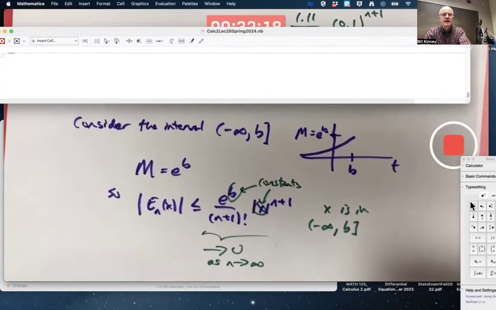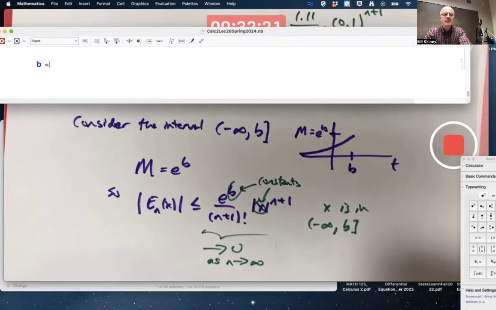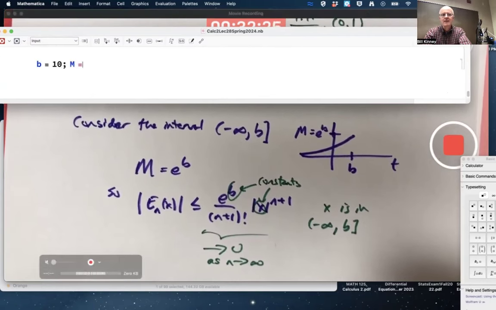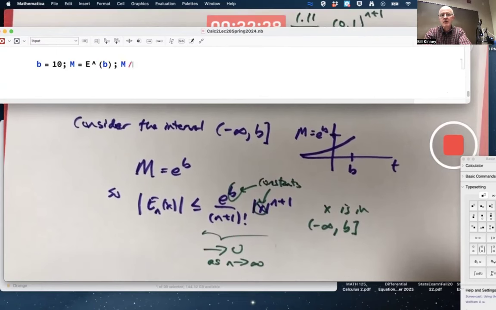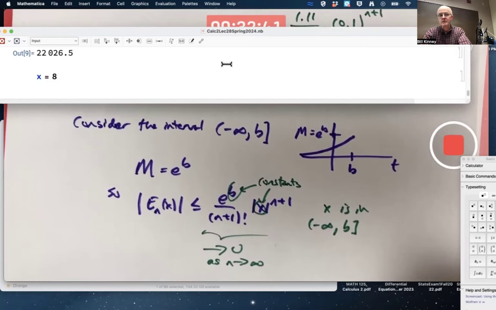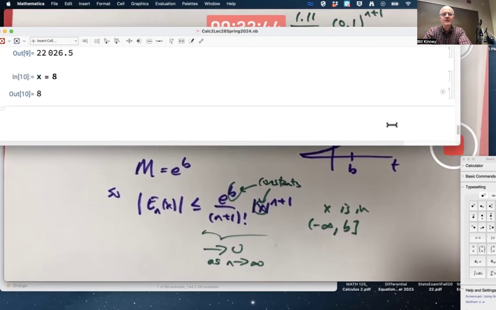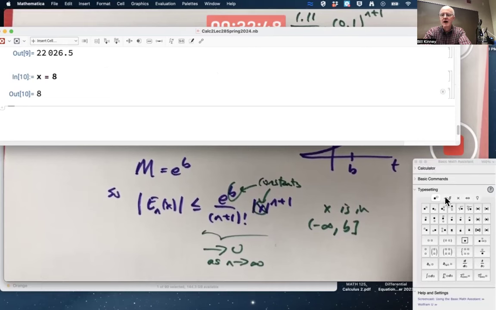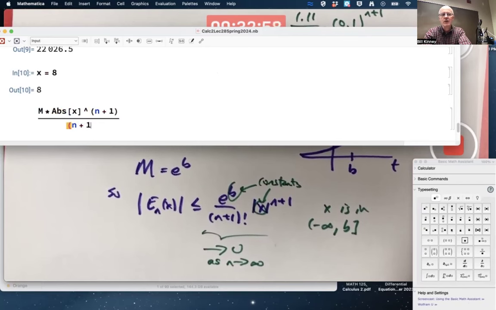The book does give an argument for why that's the case, but let's just believe it with numerical evidence. For example, if I take b to be 10, then M is e to the b, which is a large number, by the way. e to the 10th is about 22,000. And take x to be a fairly large number as well, maybe 8 or something. Large compared to really close to 0. Enter that and compute values of M times the absolute value of x to the n plus 1 power divided by (n plus 1) factorial. I don't really need the absolute value there because x is positive, but bear with me here.